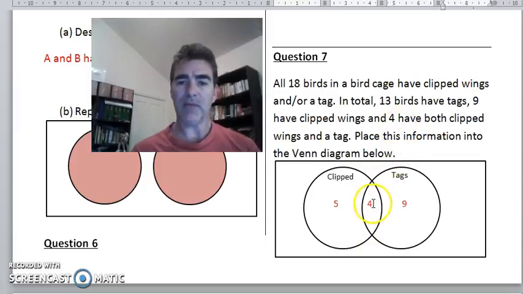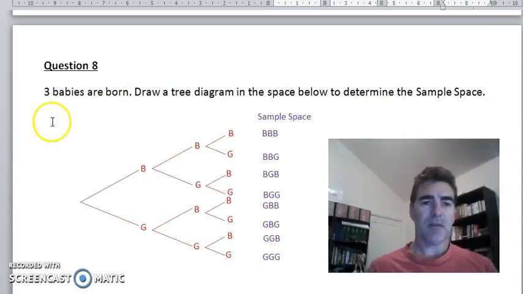So we do that part first, put our 4 in both, remembering there should be 9 that are clipped altogether, so 4 plus 5 gives us our 9. And there should be 13 with tags altogether, so 4 plus 9 gives us our 13. There's none that have neither, so we can add those up. 5 plus 4 is 9, plus 9, 18, which is how many we need. This leads us to question 8.